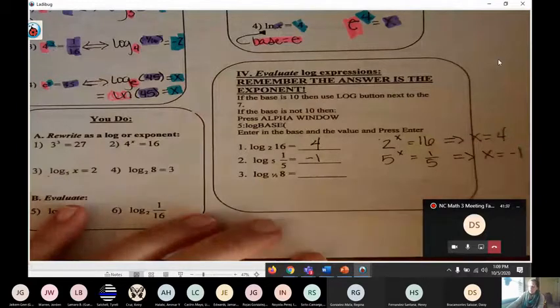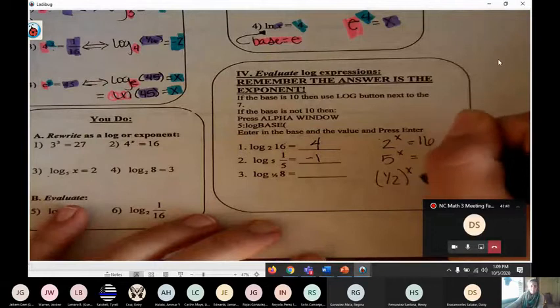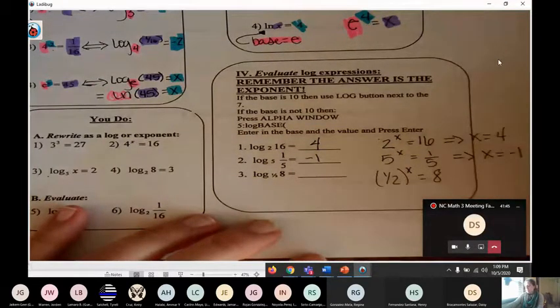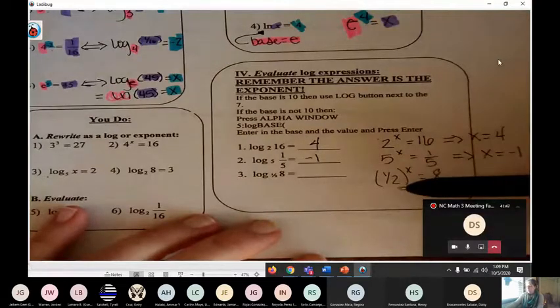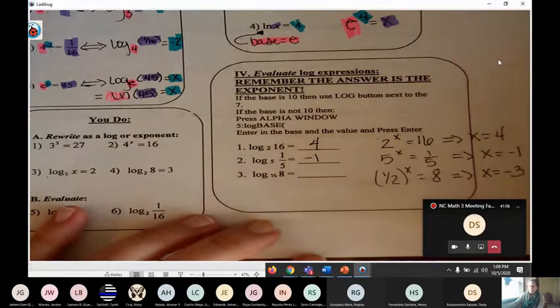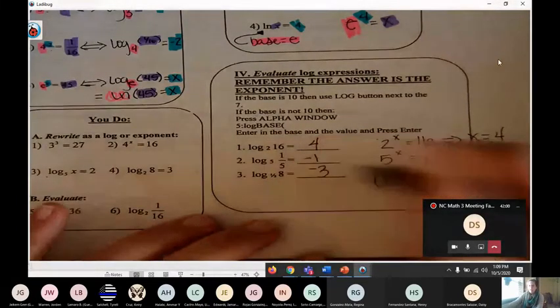And for the very last one, our base is 1/2. We're raising it to some sort of power. We're asking, when will that be 8? Because this is a fraction, we need it to flip. So we know our X needs to be a negative number. And we know that 2 cubed is 8. So if we pick -3, that'll flip it to 8. So -3 is the solution here.